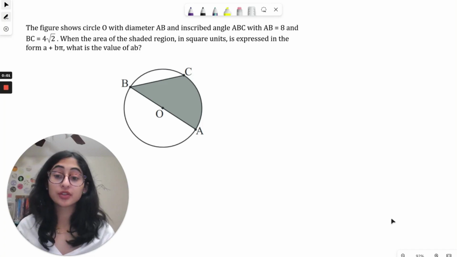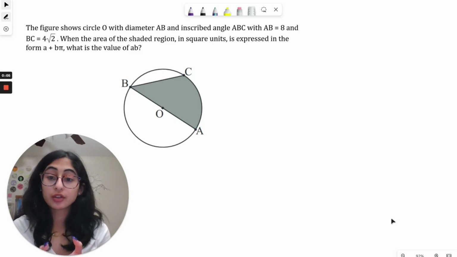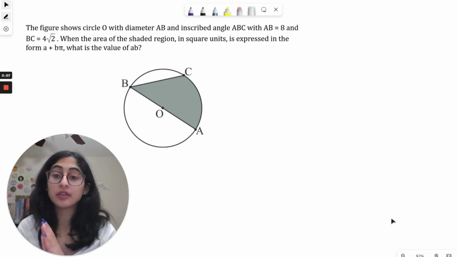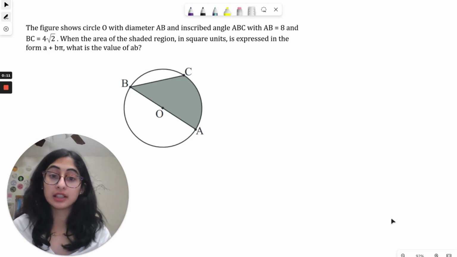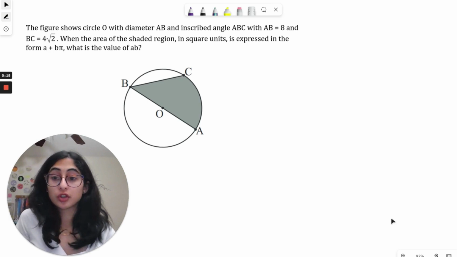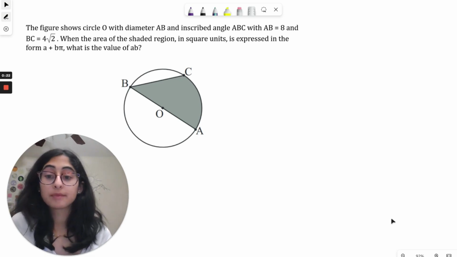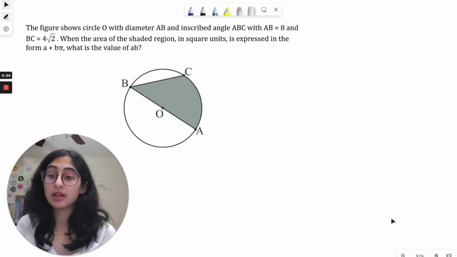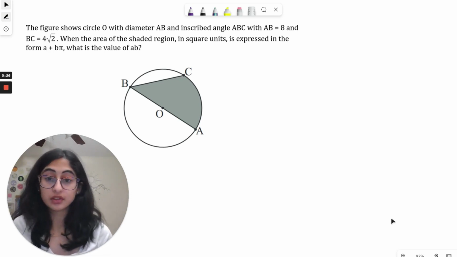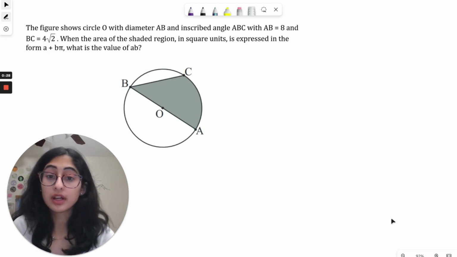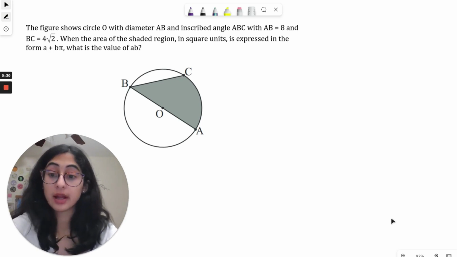All right, so this is the first target question in the week for the MathCounts handout, and it says the figure right there shows circle O. It has a diameter of AB, and then there's an inscribed angle ABC with AB equals 8 and BC equals 4 root 2. So we're looking for the area of the shaded region in square units, and it'll be of some form A plus B pi.